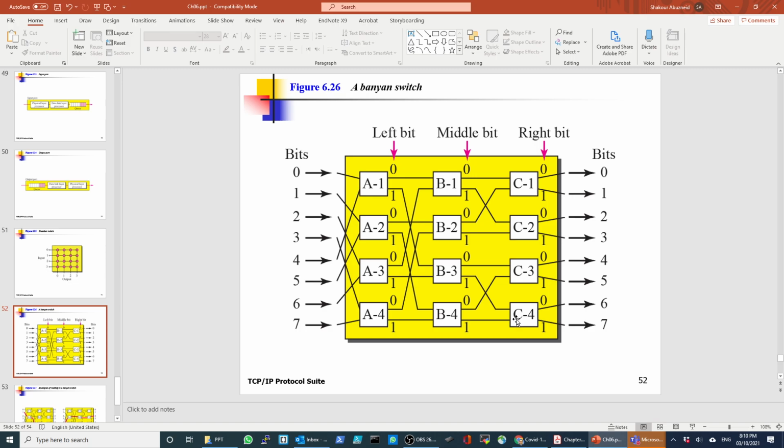So if you have, for example, n inputs, how many inputs in here? n inputs, right? And n outputs. So how many options do we have with the three stages? With n inputs, and three stages, it will be log 2 n, log 2 8, how many?